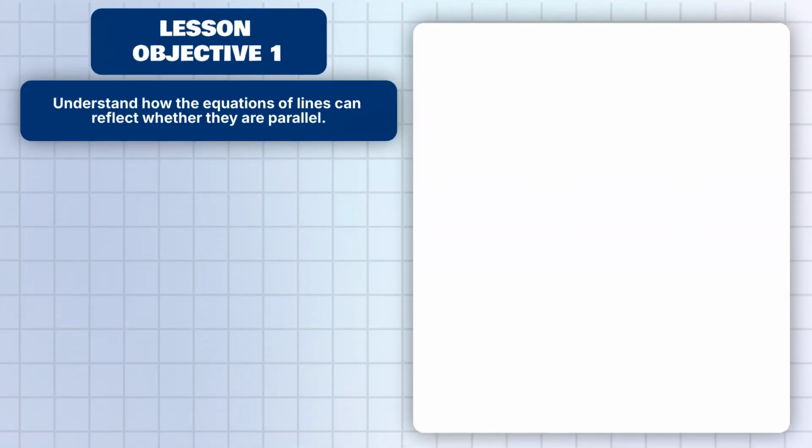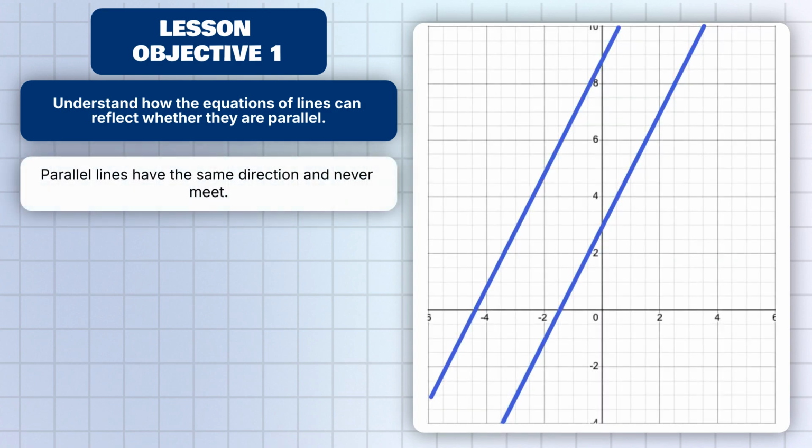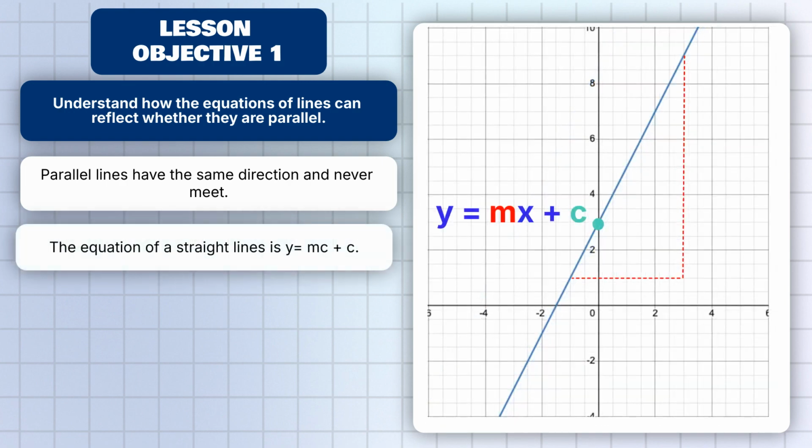Let's dive into the main concept of our lesson on representing parallel lines with equations. In a geometric sense, parallel lines are always equidistant and never meet, no matter how far they are extended. In algebra, we describe lines using equations, normally in the form y equals mx plus c, where m is the gradient or slope of the line and c is the y-intercept.